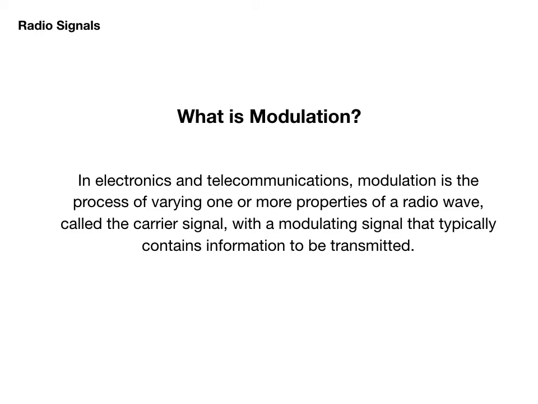There are many definitions of modulation on the internet, but the definition I like best is, in electronics and telecommunications, modulation is the process of varying one or more properties of a radio wave, called the carrier signal, with a modulating signal that typically contains information to be transmitted.